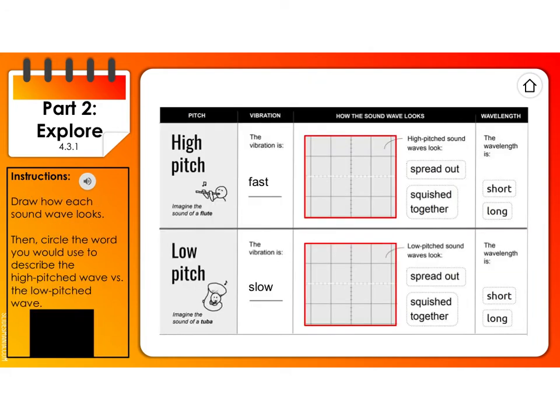And then the last one, draw how each sound wave looks, and then circle the word you would use to describe the high-pitched wave versus the low-pitched wave. And in order to access those tools, you will go to Insert up at the top in your choices, and then you'll click on Shape, and then you'll be able to find a circle and circle which one of those answers you want to circle.